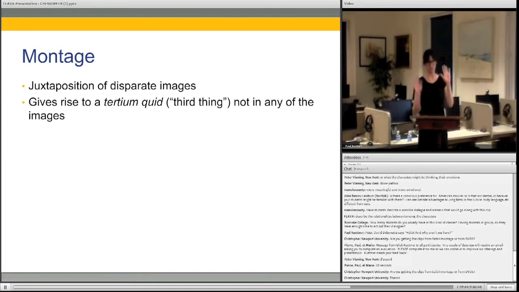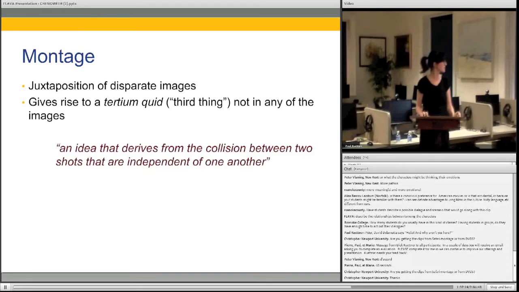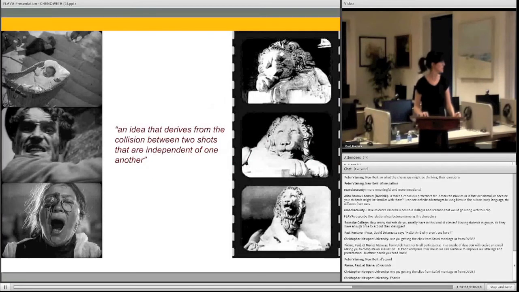What montage does is it places two different images next to each other such that they give rise to a third thing, the famous tertium quid, right, that is not in either of the images or any of the images if there are more than two. And we'll look at some examples of this. Right. This is Eisenstein, who famously theorized montage originally, an idea that derives from the collision between two shots that are independent of each other. Right, so you can see that also ideologically this is going to be very distinct from the goal of absorption of continuity editing and narrative.